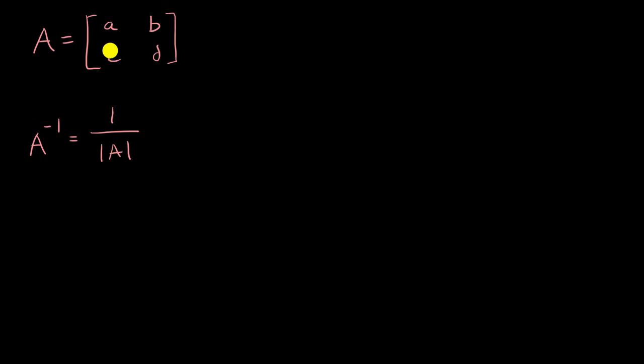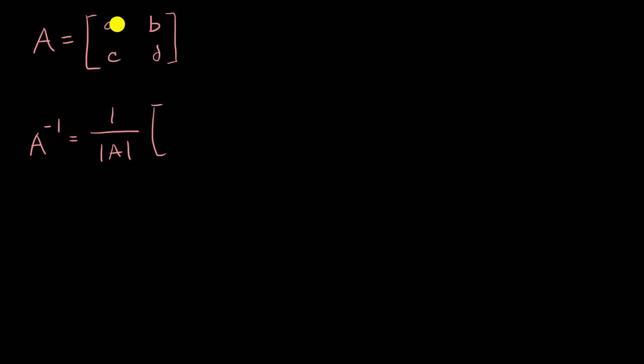So let me just write a general 2 by 2 matrix A. So let's just say its elements are A, B, C, and D. Now from previous videos, we have learned how to find the inverse of our matrix A. The formula that we went over, the inverse of our matrix A is going to be equal to 1 over the determinant of our matrix A times what is often called the adjoint of our matrix A.